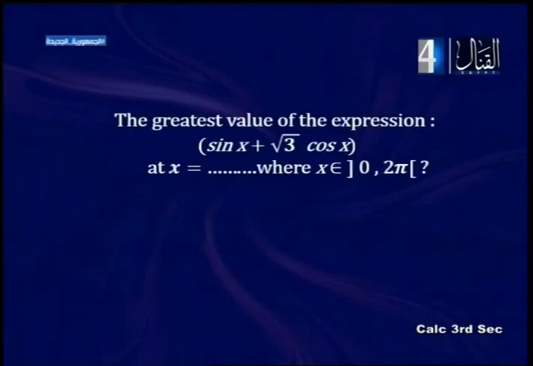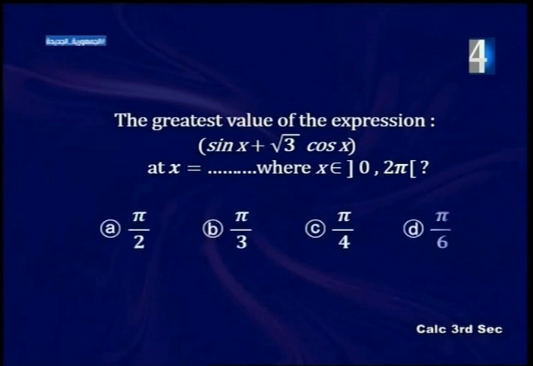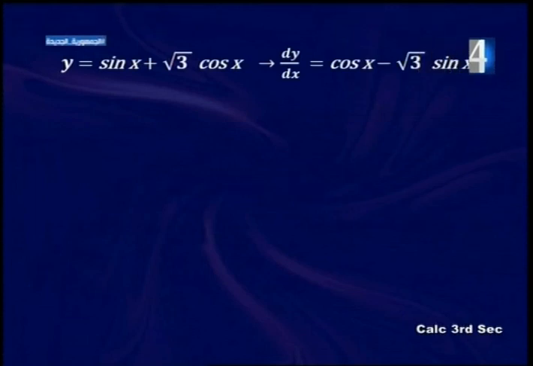Another example. The greatest value of the expression sine x plus root 3 cosine x at x equals, where x belongs to open interval 0 and 2 pi. The greatest value when x equals pi over 2 or pi over 3, pi over 4 or pi over 6. Now we have y equal sine x plus root 3 cosine x.